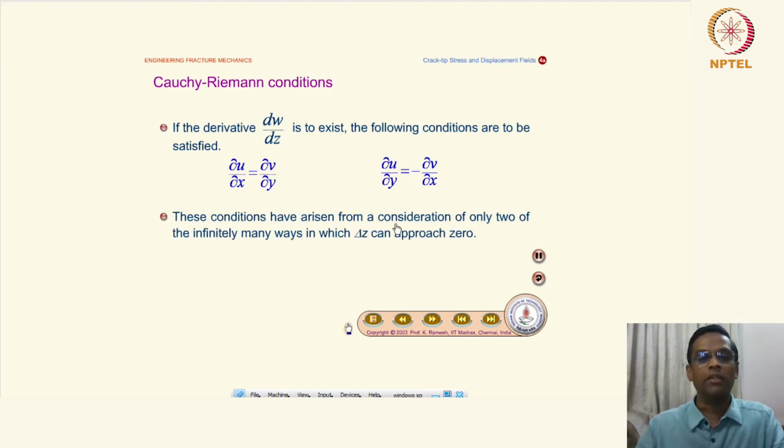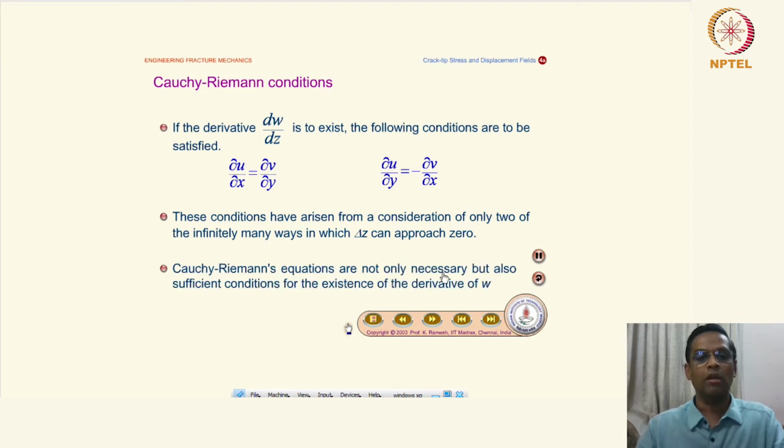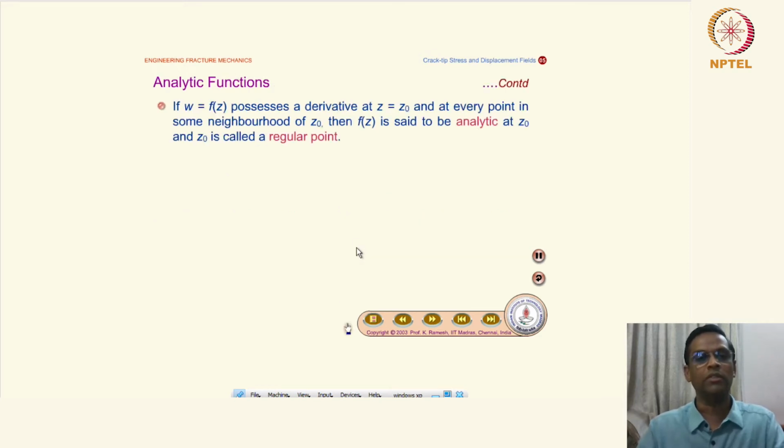These conditions have arisen from the consideration of only two of the infinitely many ways in which delta z can approach zero. This is again an important point to note. Cauchy-Riemann equations are not only necessary but also sufficient conditions for the existence of the derivative of w. In the earlier case also, we looked at the necessary and sufficient condition for stable crack growth, right? Similarly, the Cauchy-Riemann condition is not only a necessary condition but also a sufficient condition for the derivative to exist. So we can keep this in mind.